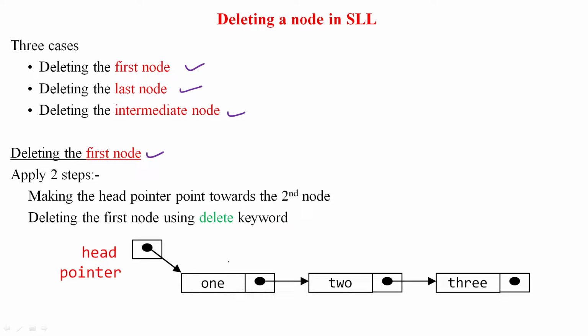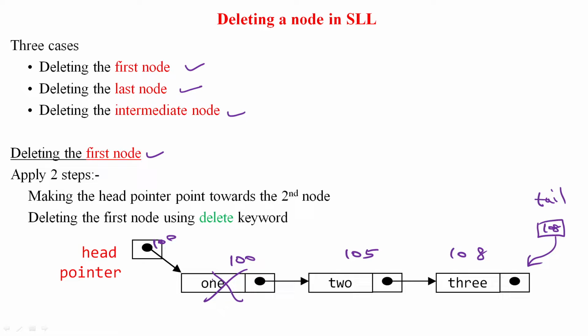So here this is the first node stored at 100. This is 105. This is 108. So the head pointer has the address 100, and the tail pointer will have address 108. So this will be the tail. What we have to do is delete this node.